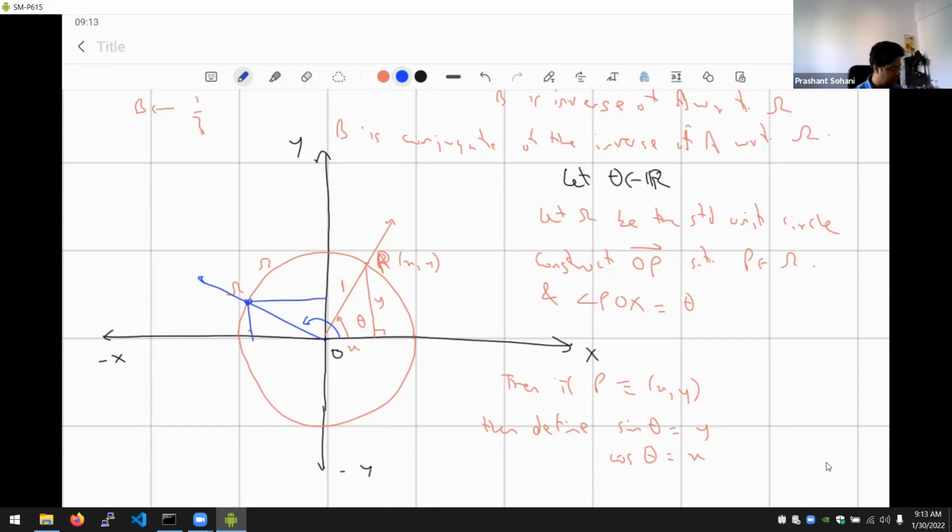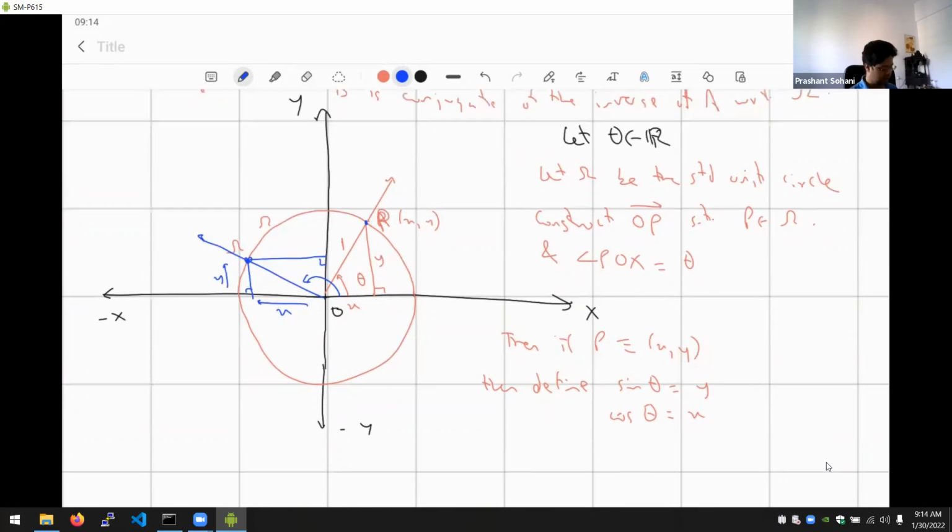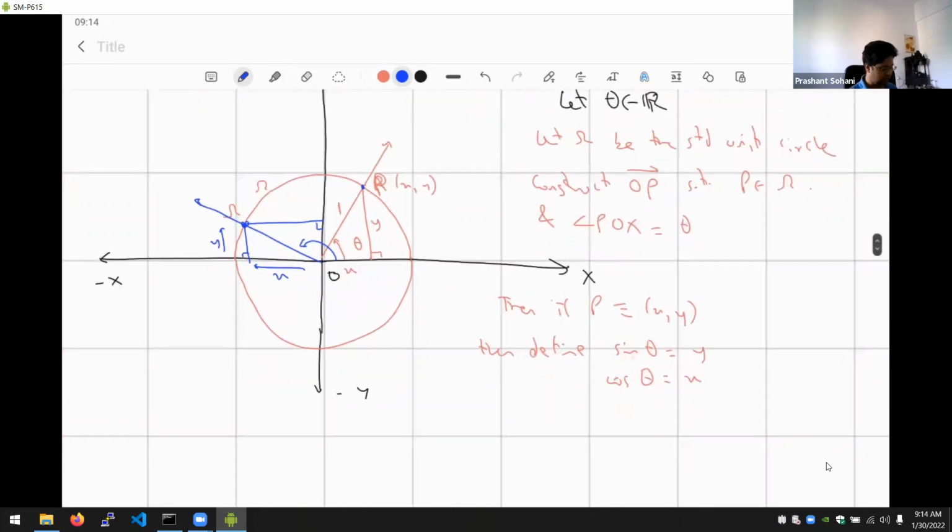You will see that in different quadrants, the sine and cos have a different sign. So in this quadrant, for example, the x coordinate is negative, but the y coordinate is still positive. So the sine of this angle will be positive, but cos of this angle will be negative, and things like that. So in general, through this definition, any point P on this standard unit circle, if this angle is theta, I can write the coordinates of this point P as cos theta comma sin theta.